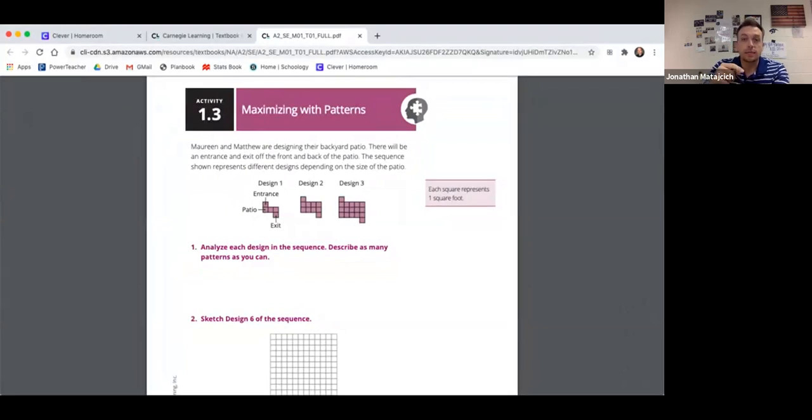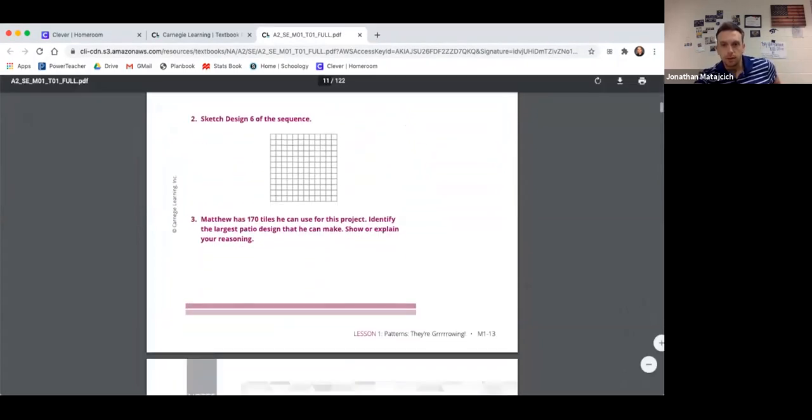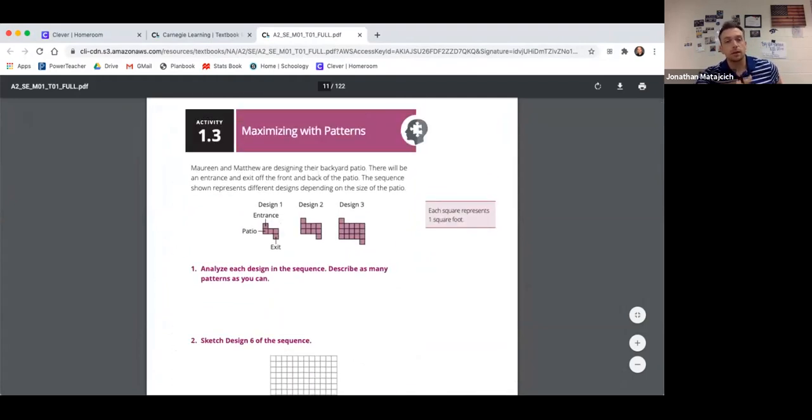We are going to jump ahead to activity 1.3 in your textbook. Again, we're working out of volume 1. The page number is M1-13. So our situation here is a little bit different than the one that we just did. I think I mentioned this one's a little bit more involved, more complicated, but I feel like it still makes a lot of sense. So we've got two people, Maureen and Matthew, and they're designing a backyard patio. There's going to be an entrance and an exit, and the sequence shown represents different designs depending on the size of their patio, of what they can fit, I guess. Analyze each design of the sequence, describe as many patterns as you can.